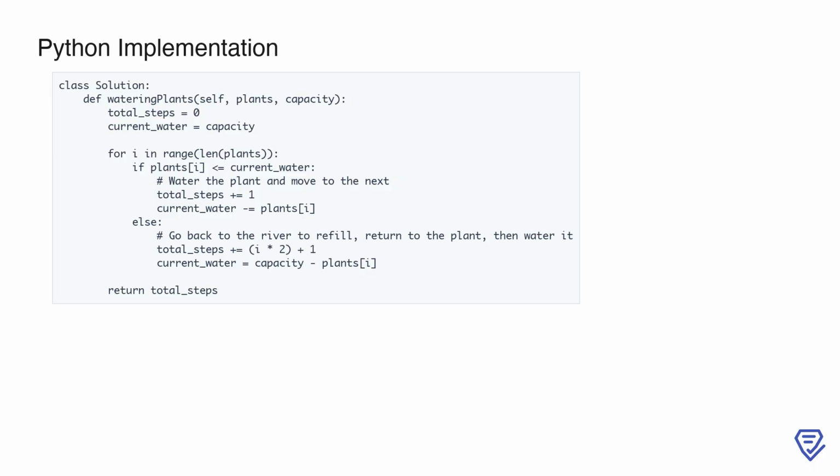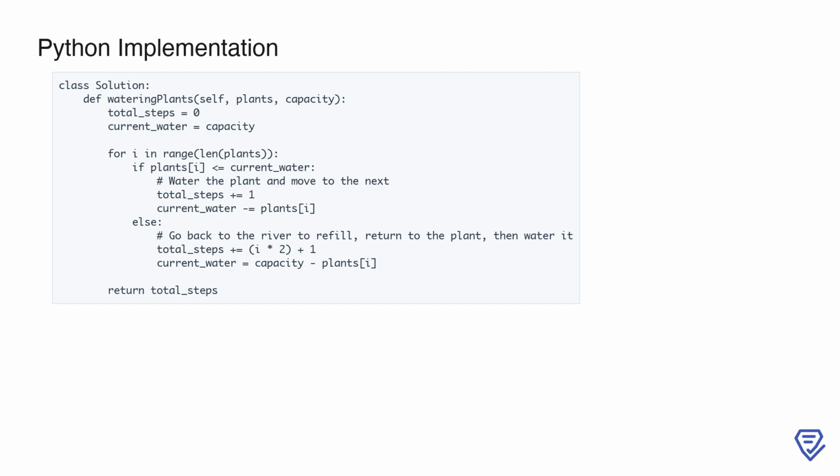2. The variable total_steps is initialized to 0. It will track the total number of steps taken to water all the plants. Additionally, current_water is set to capacity, representing the water available in the can initially. 3. The function iterates over the plants list using a for loop. The index i represents the current plant's position, while plants[i] gives the water requirement of the plant.